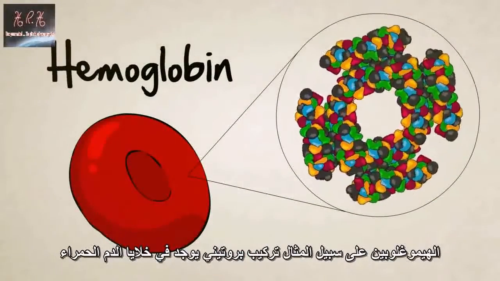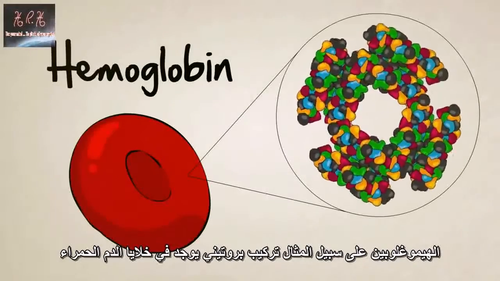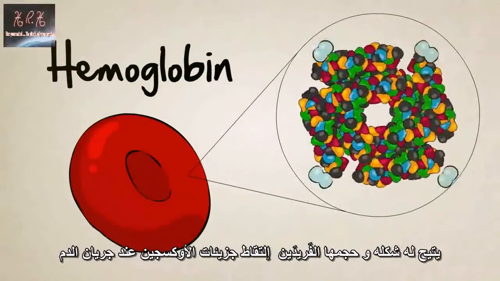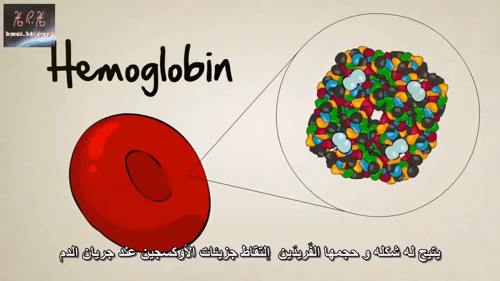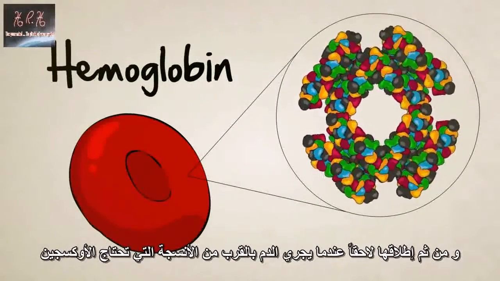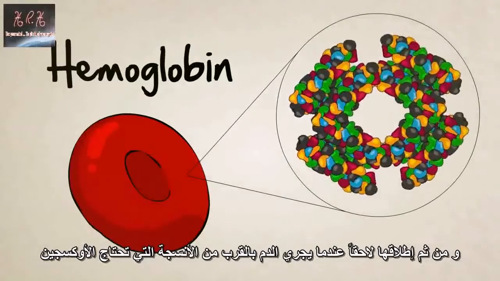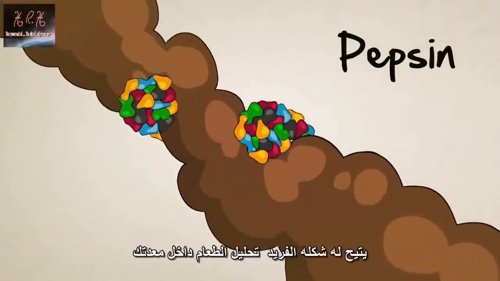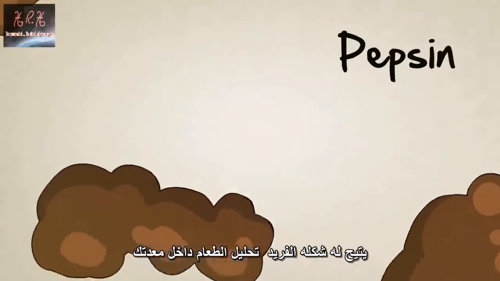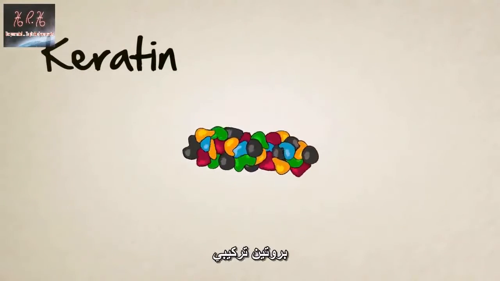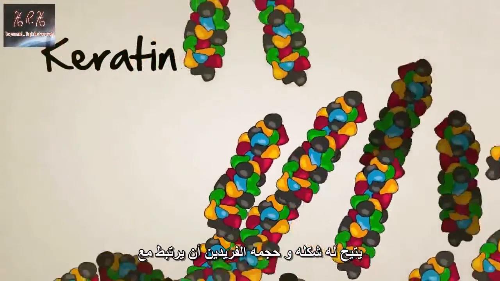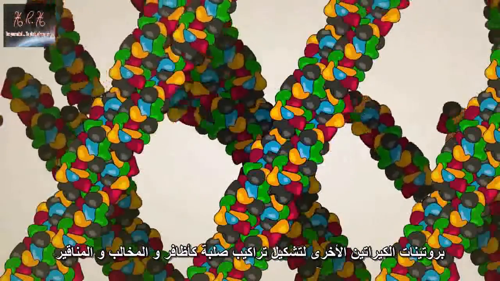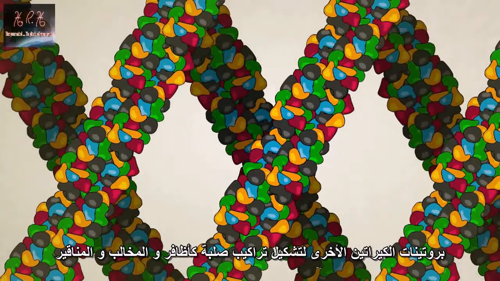Hemoglobin, for example, is a protein structure found in red blood cells. Its unique shape and size allow it to capture oxygen molecules when blood flows near the lungs, and then release them later when blood flows near oxygen-starved tissues. Pepsin is a digestive protein. Its unique shape allows it to break down food inside your stomach so it can be absorbed by the body. Keratin is a structural protein. Its unique shape and size allow it to link together with other keratin proteins to form hard structures like fingernails, claws, and beaks.